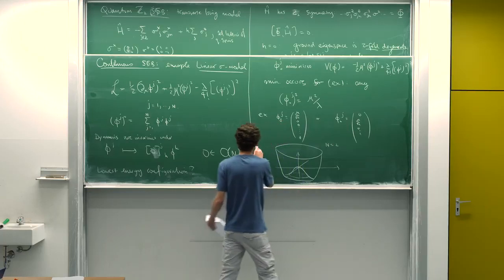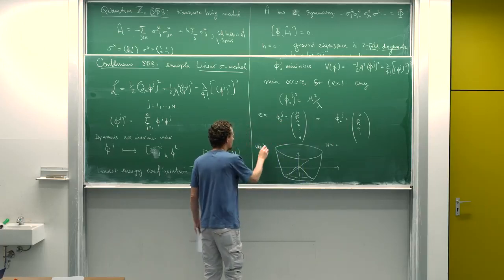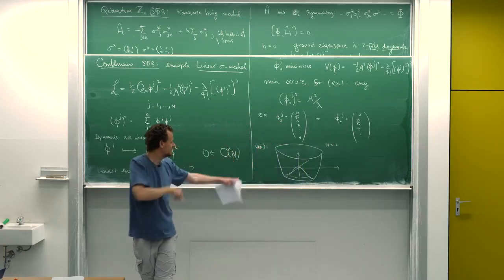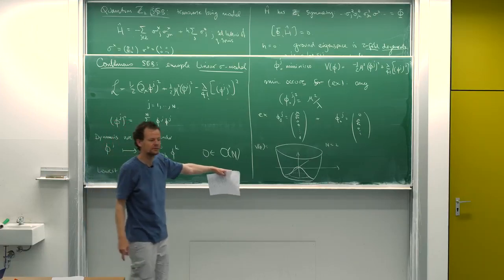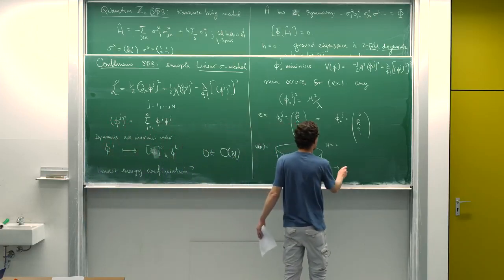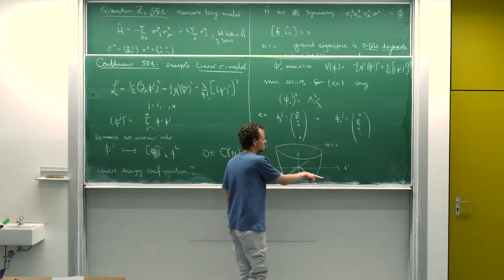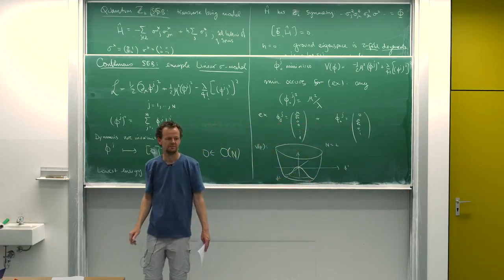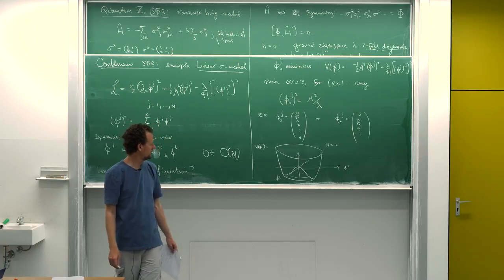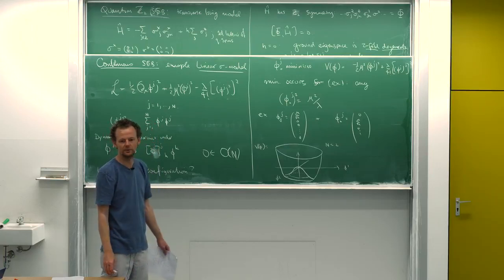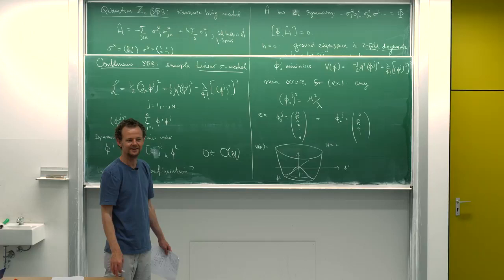So that's what V looks like for the case of n is 2. So I've got phi 1 and phi 2 on the x and y axes. It's the bottom of the wine bottle potential.